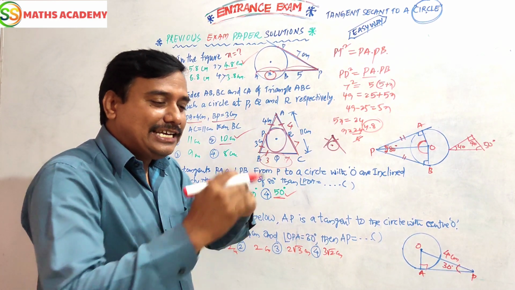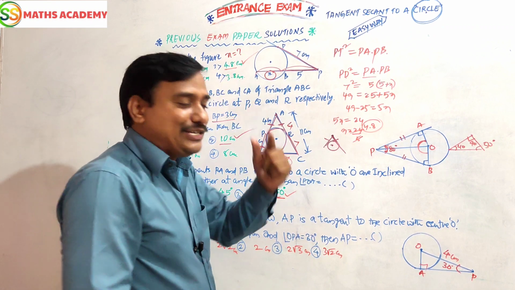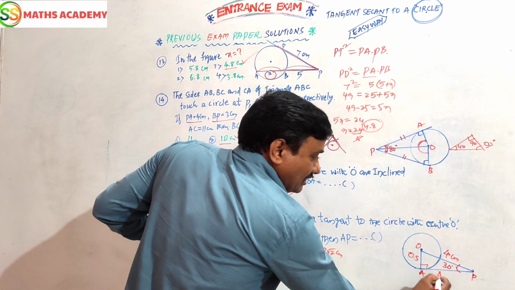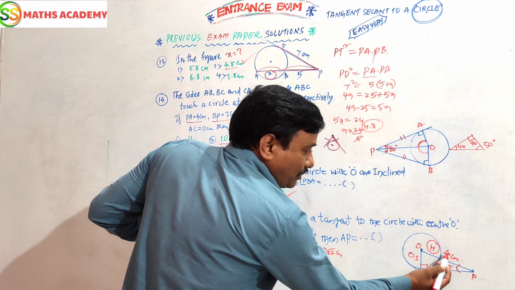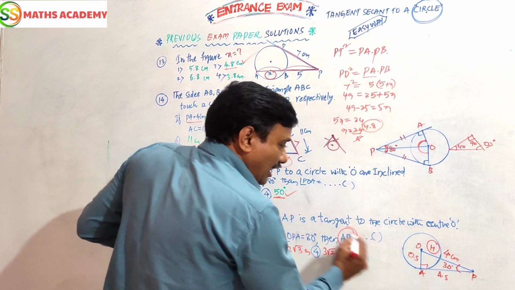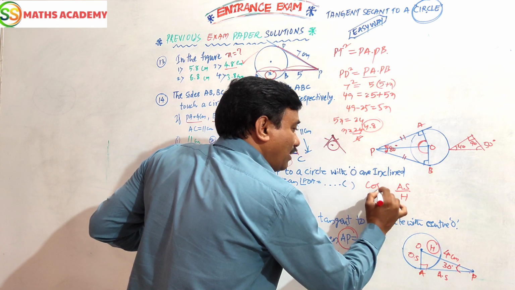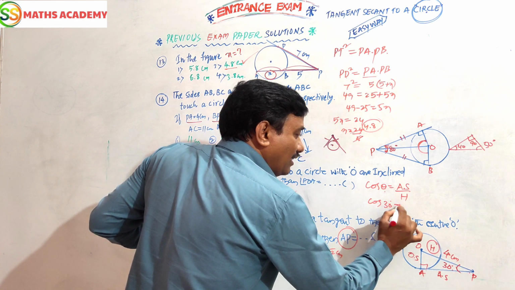By linking with another subject. An angle and one side are given. Yes, trigonometric ratio. This is the 90 degree, acute angle, opposite side, adjacent side, hypotenuse. The hypotenuse is given. We should find AB, the adjacent side. So adjacent side by hypotenuse is nothing but cos theta. Here theta is 30.